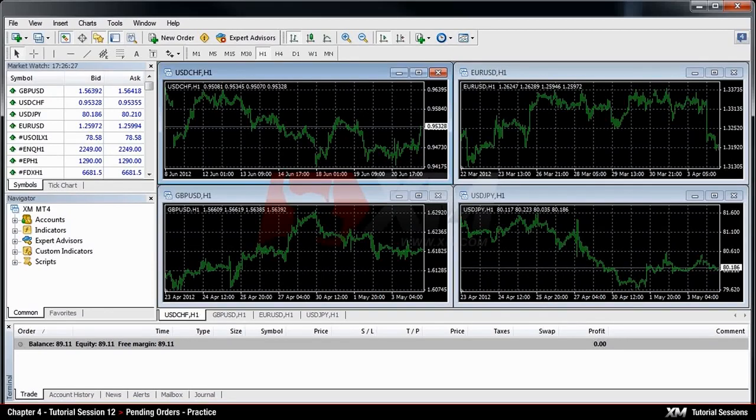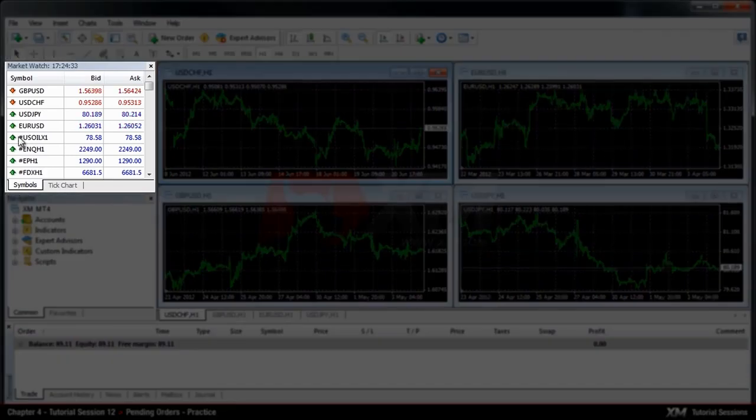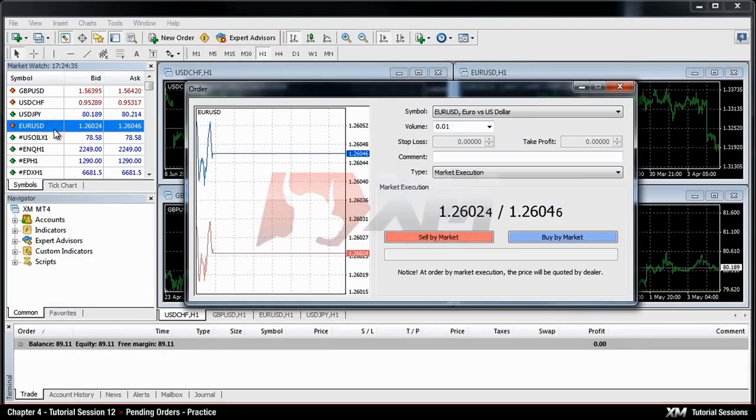Chapter 4 Pending Orders Practice. In this module, we will show you how to place a pending order on the MT4 platform. We start by opening an order window by double-clicking a symbol, which in our example is the Euro-US dollar.